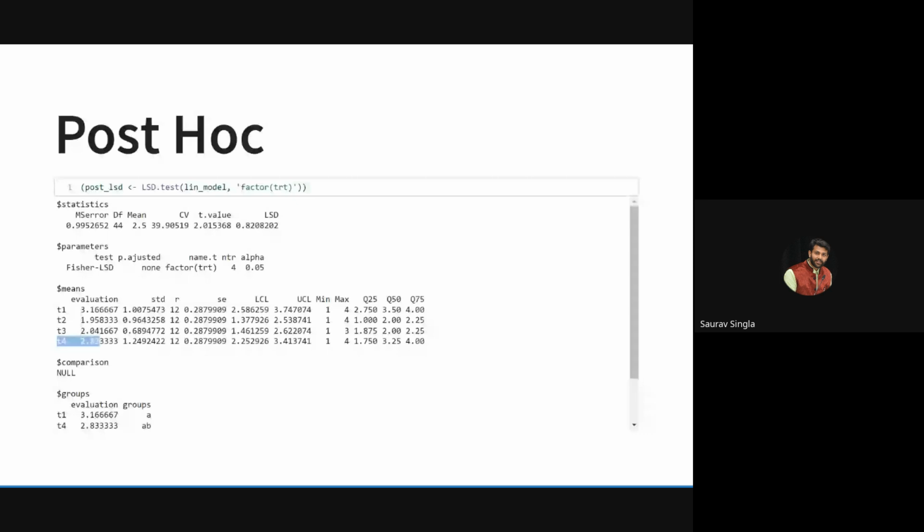0.82. 0.82 is higher than the value 0.29. 0.29 is smaller, 0.82 is larger value. So the difference between the mean of T1 and T4 is smaller and LSD value is greater. So you can say that the treatments T1 and T4 are not significantly different.